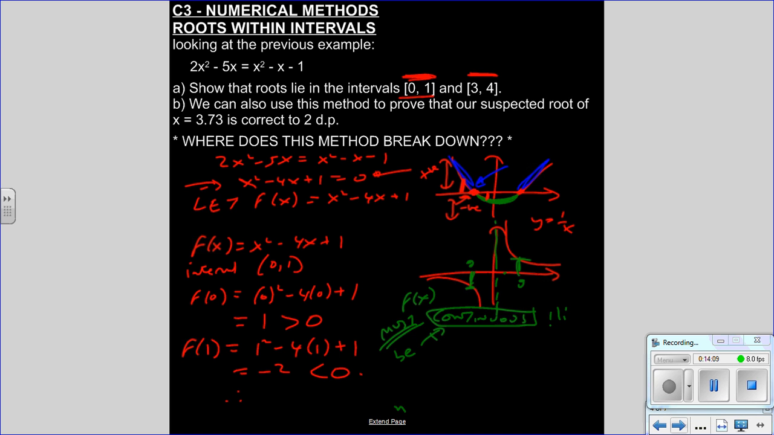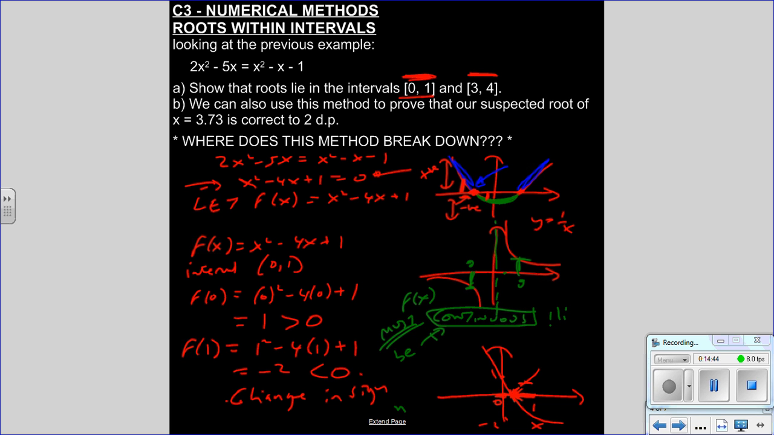Hurrah! There is a change in sign. So let me reiterate again. You got some quadratic when x is 1. When x is 0, you get a positive value of y, which is 1. When x is 1, you get a negative value, minus 2. So if the graph is connected, somewhere between here and here is a root. Bingo. And therefore, it must lie in that interval.